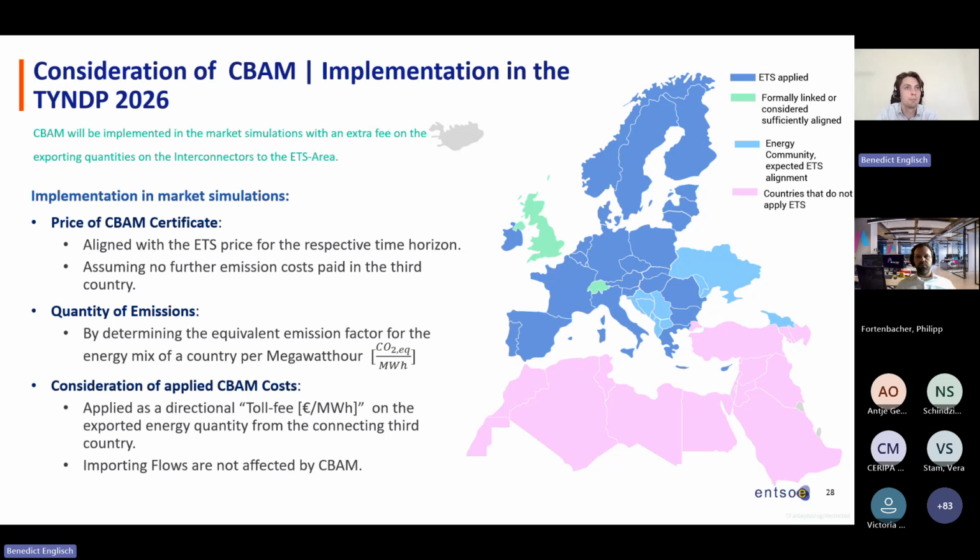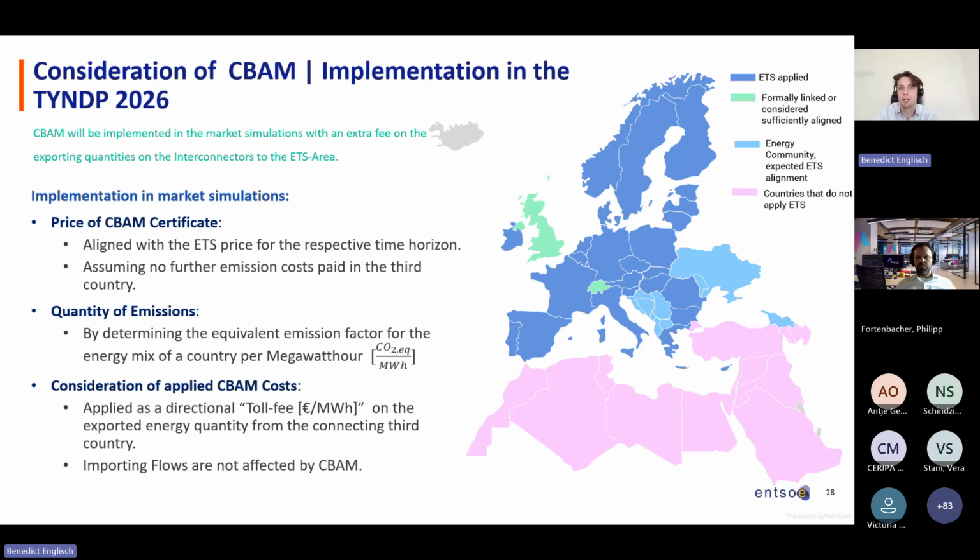For the implementation of CBAM, there are three main points, I would say. The first is the price of the CBAM certificate. This is directly linked to the ETS price, so we align it with the ETS price for the respective time horizon. And we assume that there are no further emission costs paid in the third country.